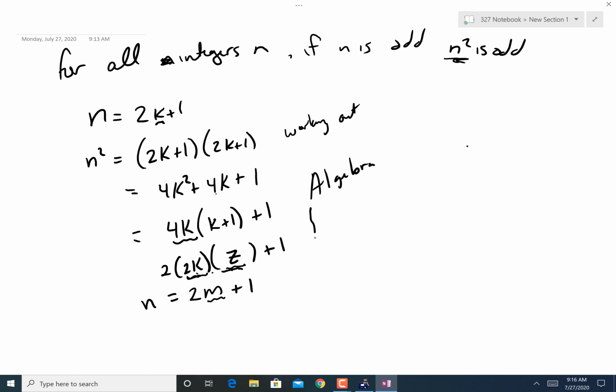And then I'm going to beat it into submission. By that, in this case, I know what I'm looking for. It must be of the form 2k plus 1, or whatever; in this case, 2m plus 1. I must get it back to that format. So I'm just going to do some algebra to see if I can get there.